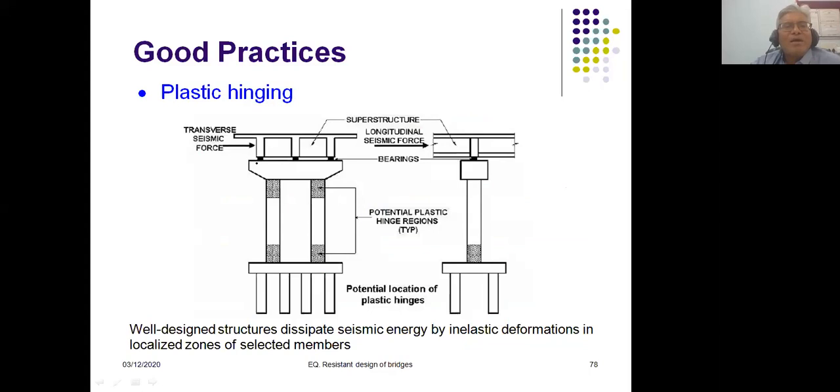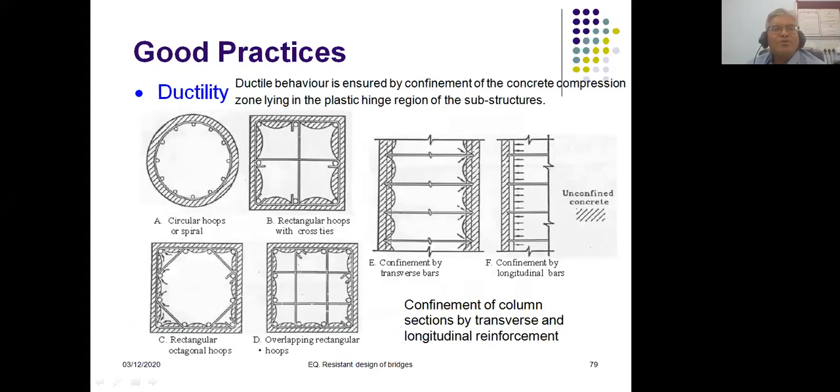See the plastic hinge; these are the potential places of the plastic hinge. We need to take care here so that plastic hinge formation will not take place. So these are the places. Well-designed structures dissipate the seismic energy by inelastic deformation in the localized zone of the selected member. So this needs to be taken care of.